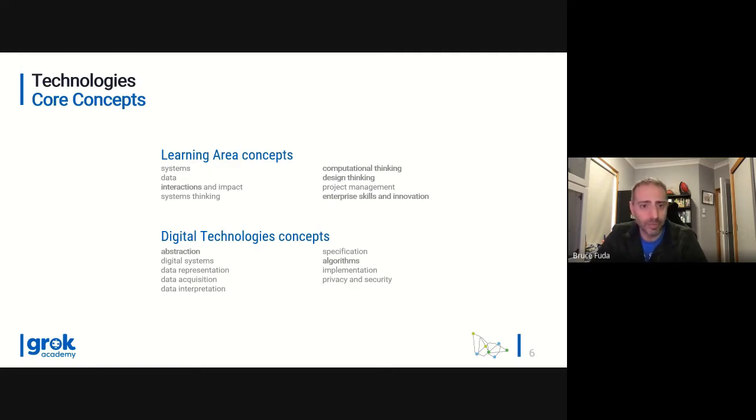So we'll be talking about interactions, in particular human-computer interactions. Obviously, computational thinking is very critical when you're looking at algorithms. Design thinking is an important part of algorithms and user experience design, and enterprise skills and innovation in particular are related to how you think about solving a problem and automation associated with that. And obviously the big concept from digital technologies, other than human-computer interaction, which is captured in the learning area concept, is that concept of algorithms, and abstraction is key to all of these things that we talk about, as always.